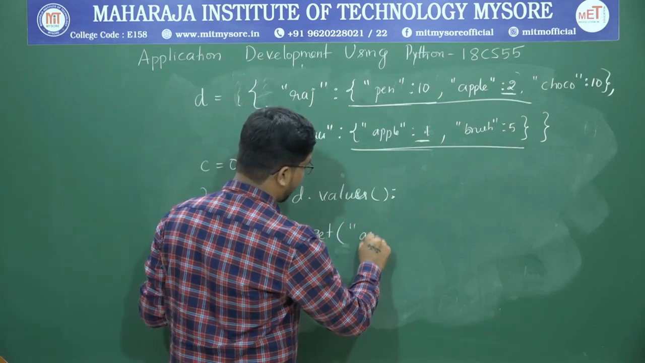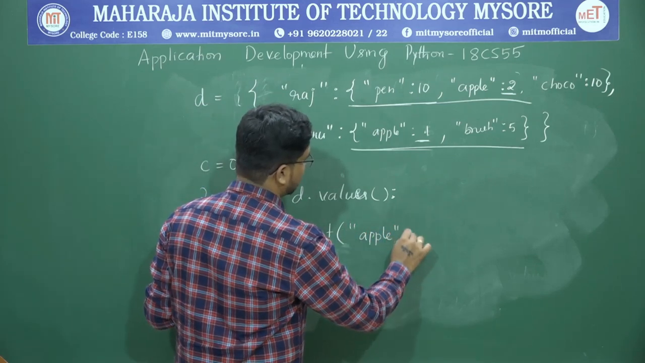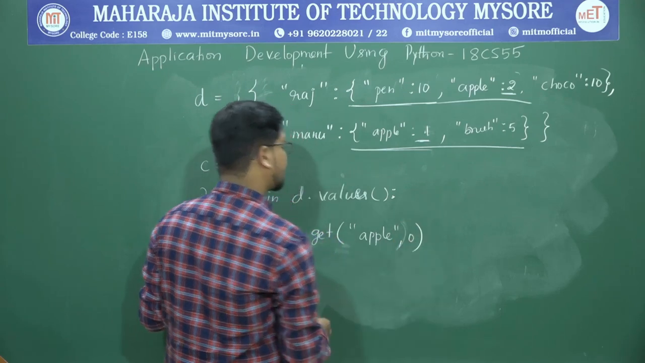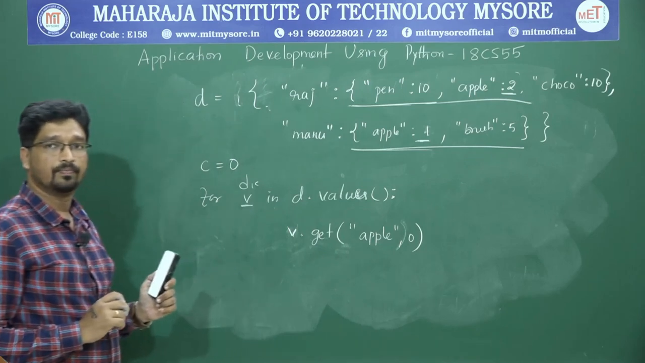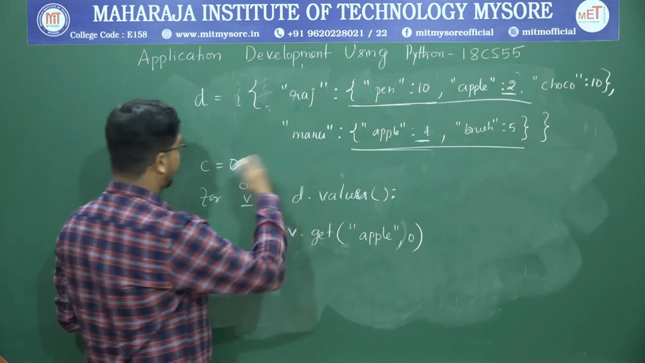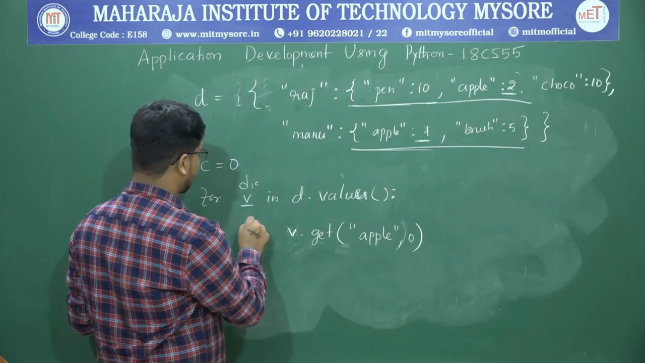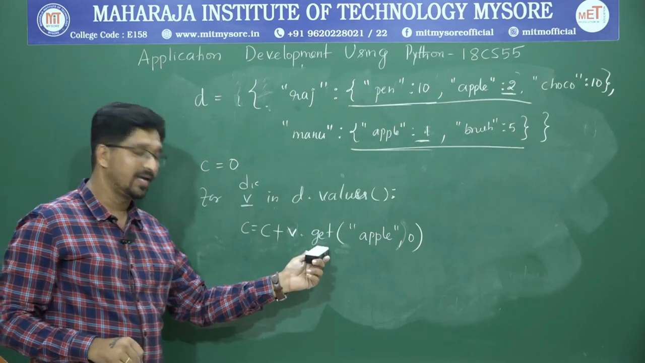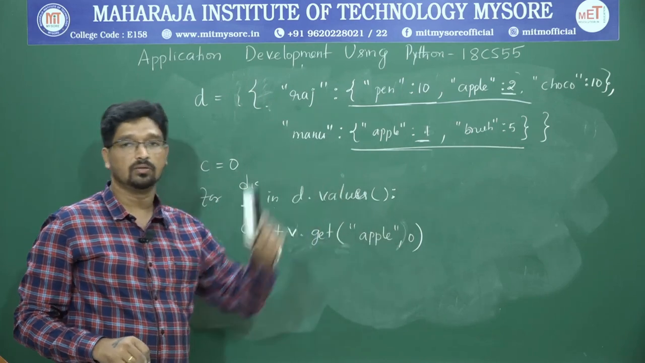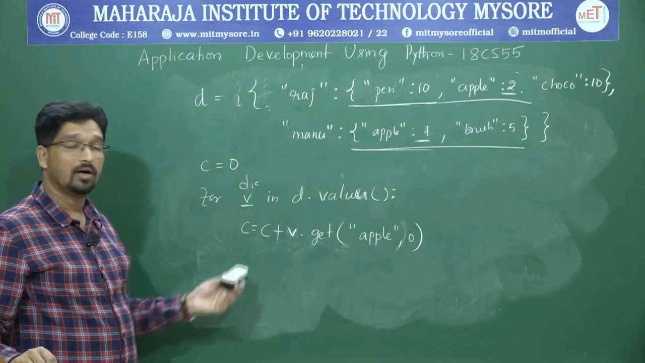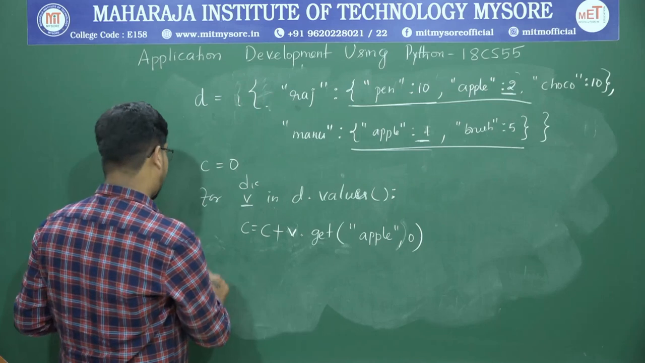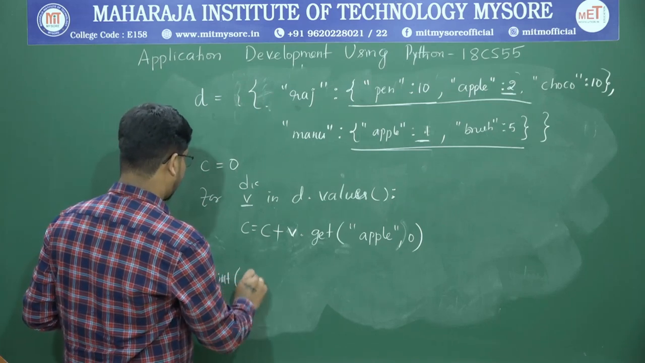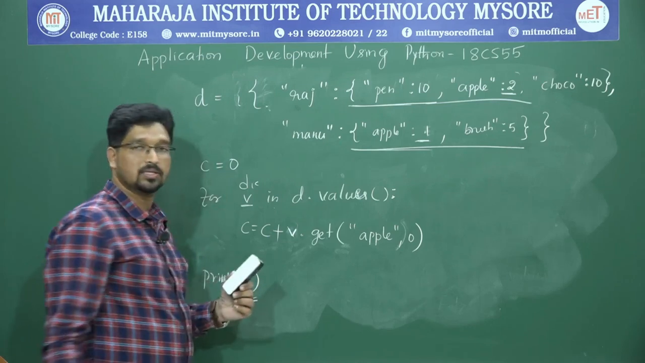What is the key I am searching? I am searching for apple. Correct? Apple, comma 0. If not exist, return 0. Correct? Then I will need to add back. So what I will do? C is equal to C plus V dot get of apple, comma 0. How it will be executed? Finally print of C, that is total apples.